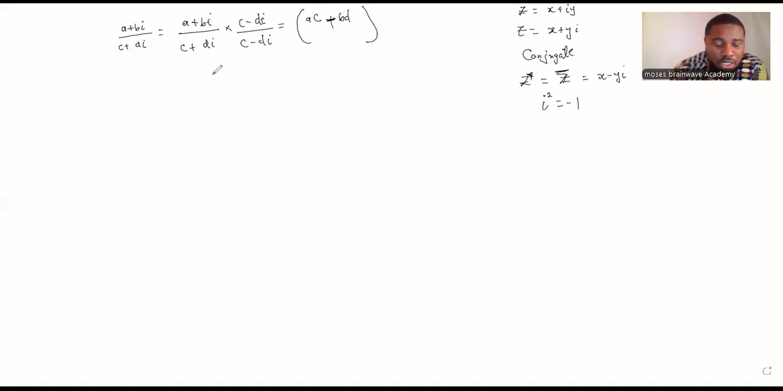Good. So let's try and get what the denominator is going to be. C squared, then this and this is going to give minus CDI, this and this is going to give us plus CDI, then this and this is going to give us minus DI squared. I squared is minus 1, so this is plus D squared. So we're going to be having C squared plus D squared.